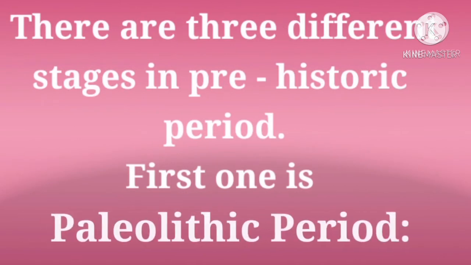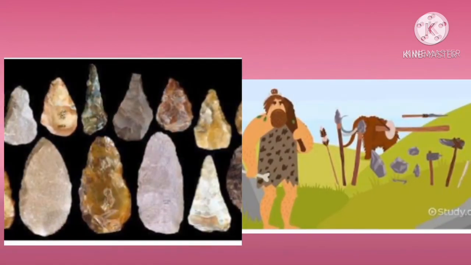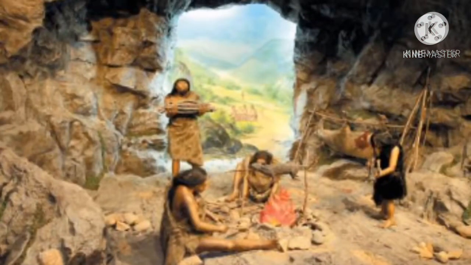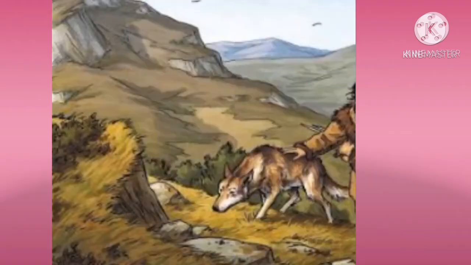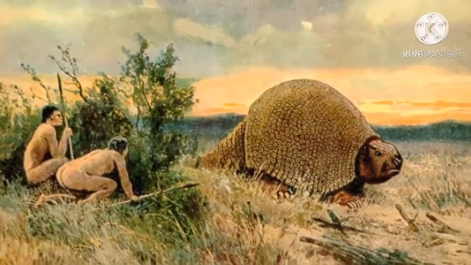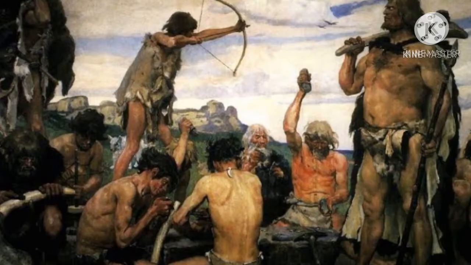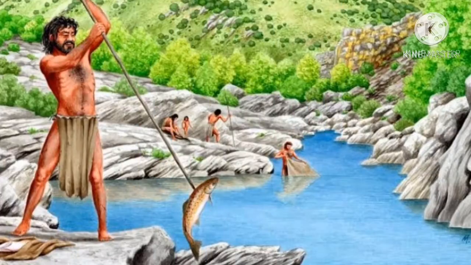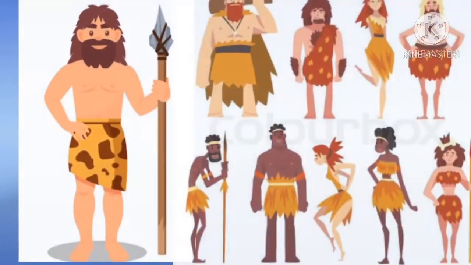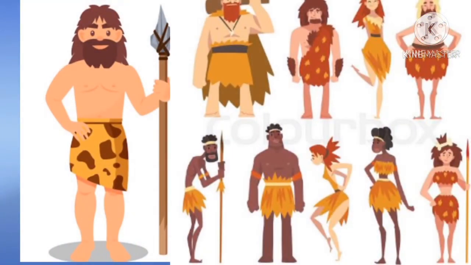First one is the Paleolithic period. This period is the beginning stage of human history. Paleolithic man lived in caves and rock shelters. He was a nomad who wandered from place to place in search of food. They survived by hunting wild animals and birds, fishing and gathering wild plants, berries, nuts, roots and tubers. They used large leaves and bark of trees as clothes.